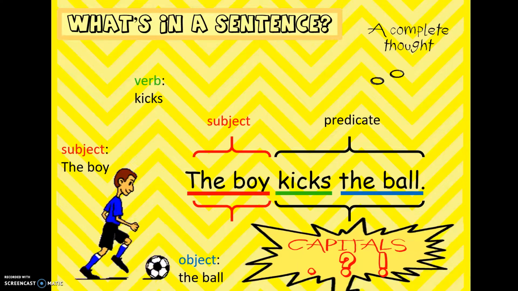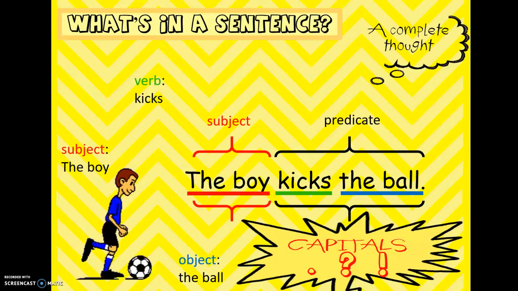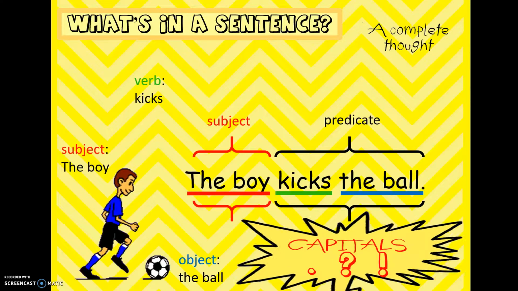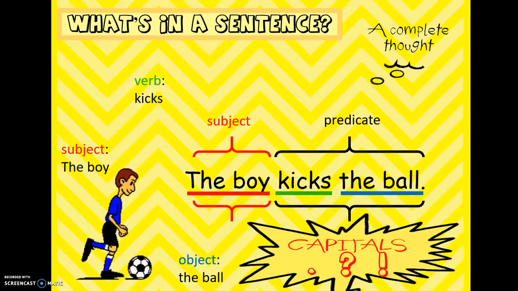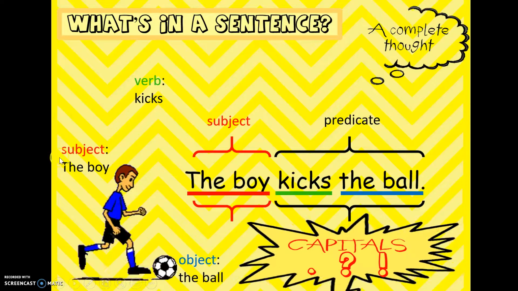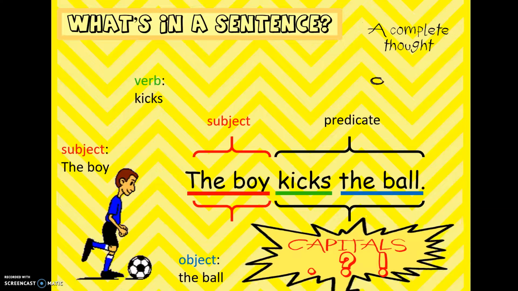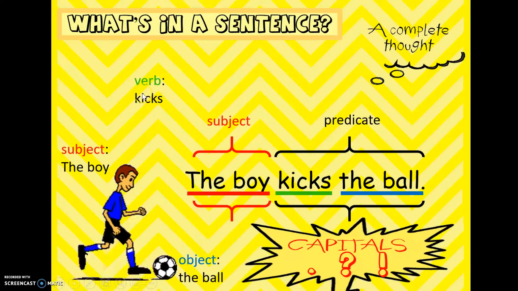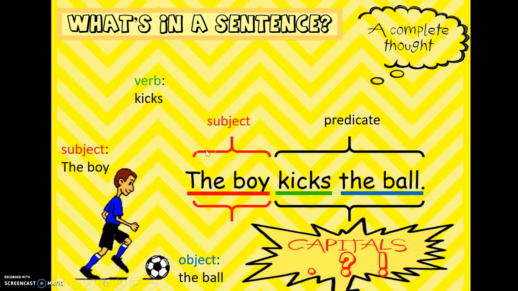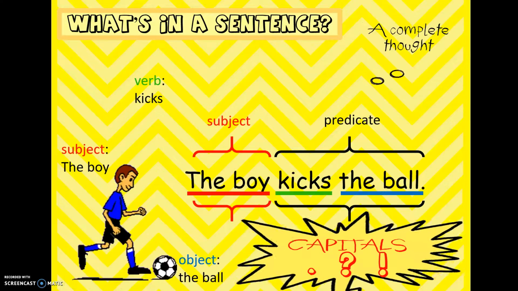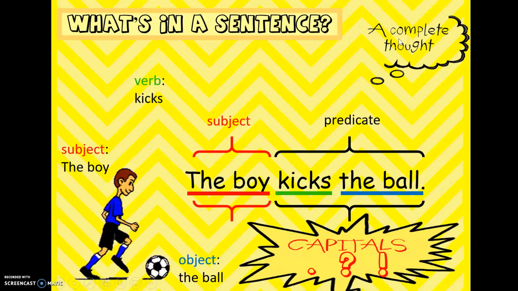And when we do our comprehensions and we ask you to answer in a full sentence, if you don't have a subject and a verb, it is not a full sentence. And sometimes you can't have a verb on its own. So you need to have objects and other words that go with it to make the sentence a complete thought.